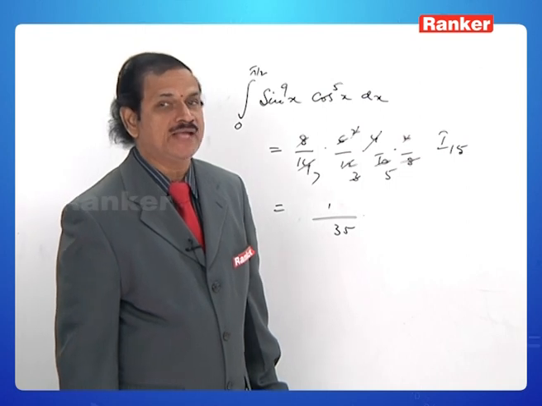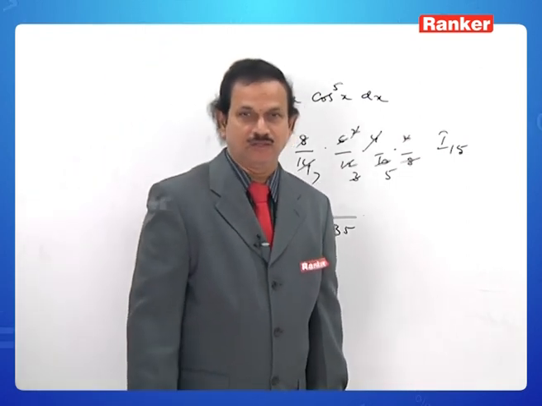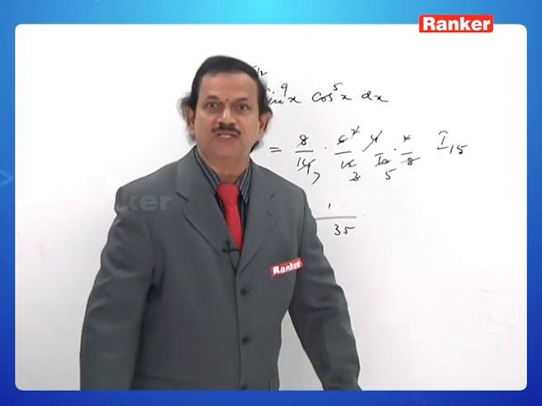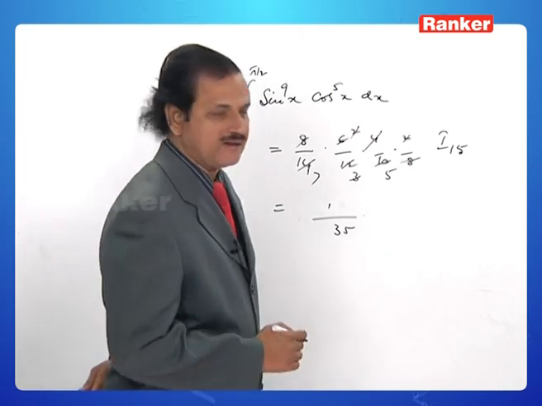I1n is 1 by n plus 1. You might have noticed we have discussed. We have proved it actually. We have calculated it, isn't it? It is 1 by n plus 1.